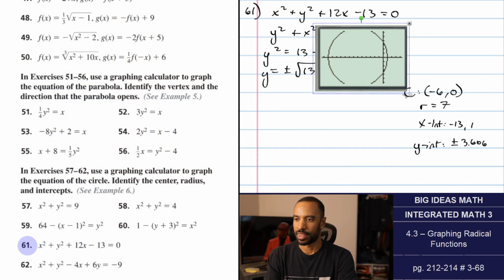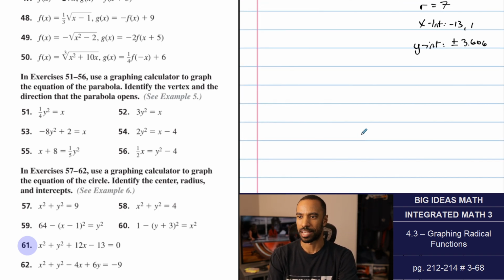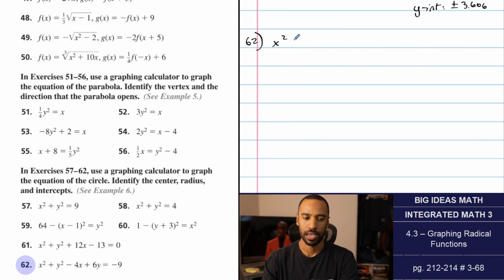Okay, one more on that set, and then we got to see what's coming up at the very end of this problem, the last 6 problems after this. Number 62, we have x squared plus y squared minus 4x plus 6y equals negative 9.